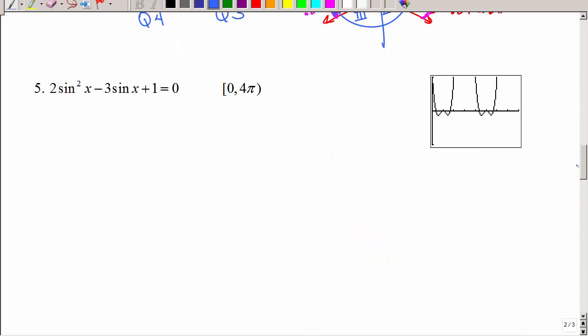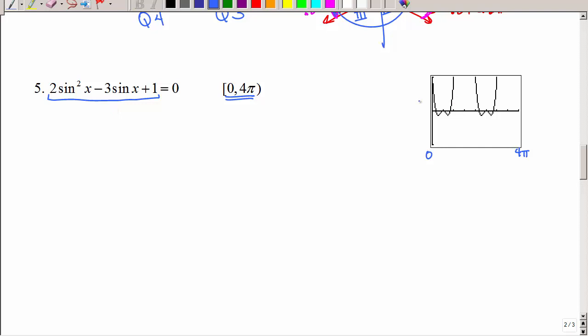Now we're going to get into a little bit more complicated algebra, and we're going to be changing up the interval. Now we have an interval between 0 and 4 pi. We also have 3 terms. The good news is that it's all sine of x. The bad news is that it's a quadratic.